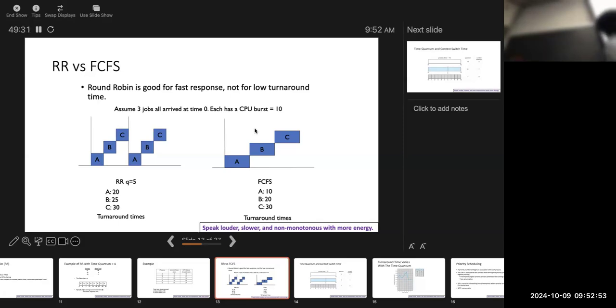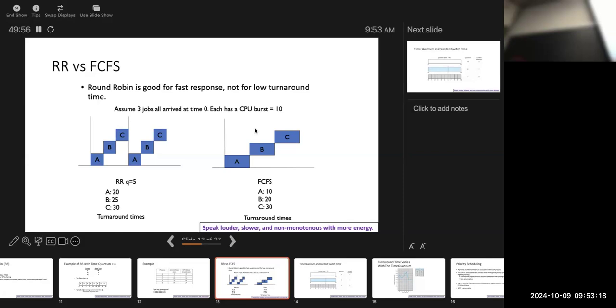So now look at the turnaround times of the same processes when they are scheduled using FCFS. They arrived in the order A, B, and C. All of them have 10 time units of burst time. So the turnaround time of A is 10, B 20, and C 30. If you take the average, the average of this one will be lower as compared to the average of this one.